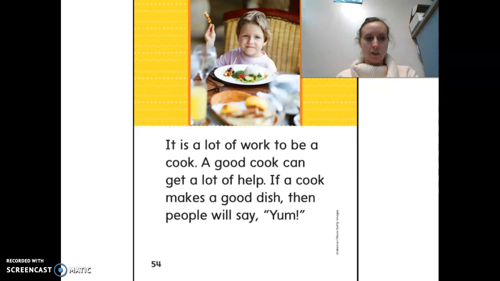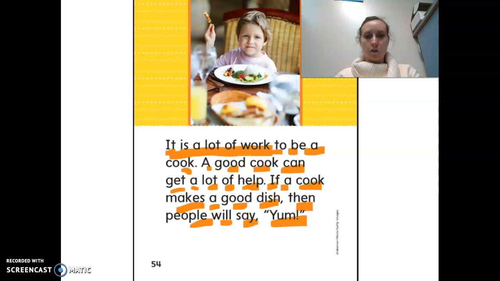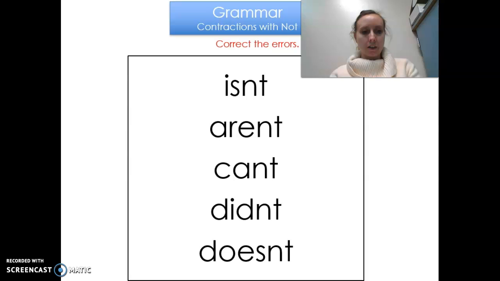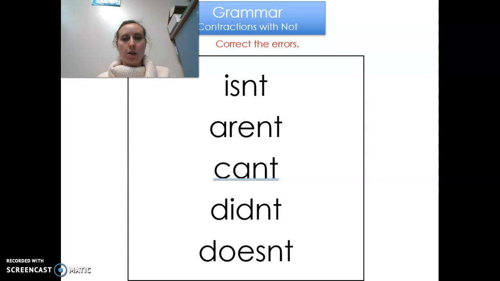Okay, last page for this part. Your turn first. Ready, begin. It is a lot of work to be a cook. A good cook can get a lot of help. If a cook makes a good dish, then people will say, "Yum!" Okay, friends, that was a nice story about a cook, and maybe some of your family members like to cook things.